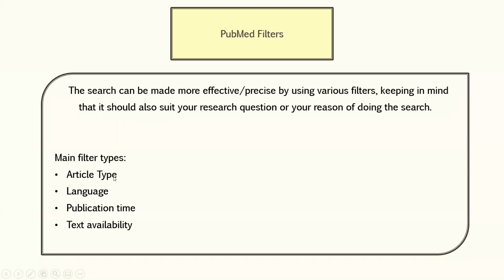Main filter types that are present in PubMed are the type of the article and language. Usually we use English language. It is not by default that PubMed will include only English language, but of course, around 70 to 80% of the articles when you search without this filter will be in English, but still 20 to 30% can be in other languages, most commonly Spanish. Then you can also put a filter of publication time and also text availability, whether full text is available, abstract is available, or like that.